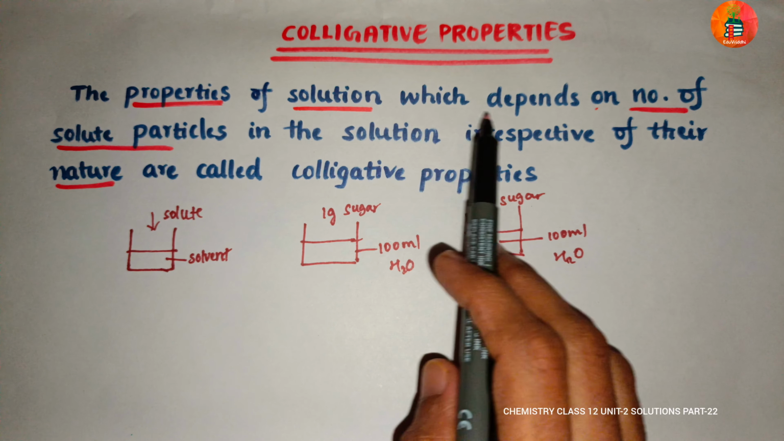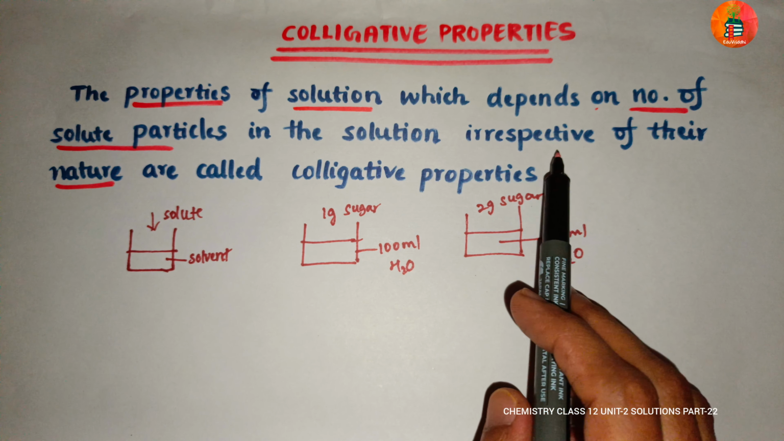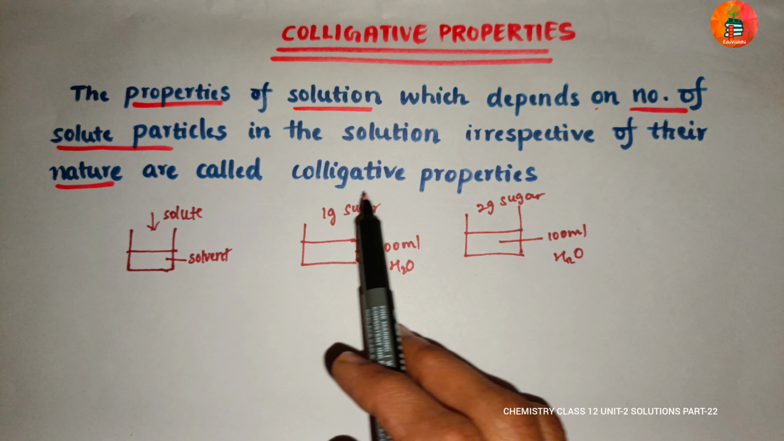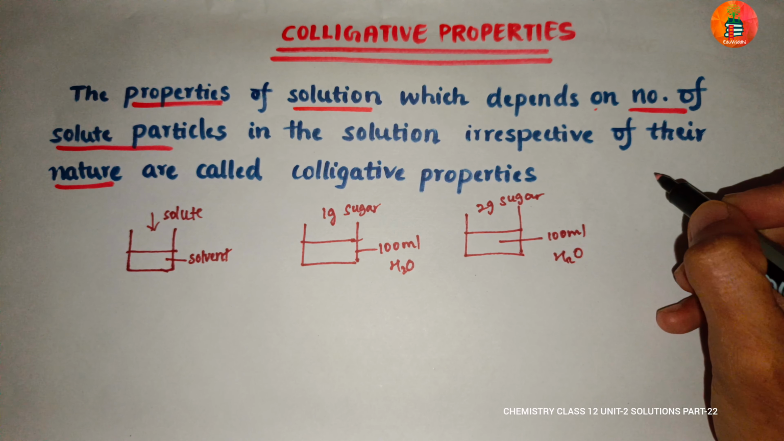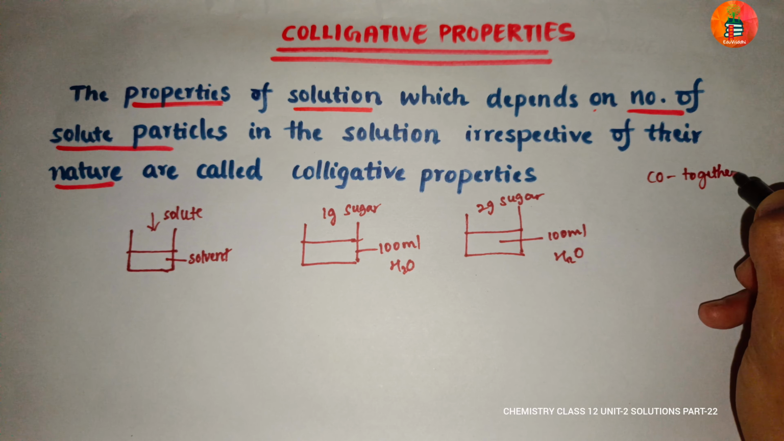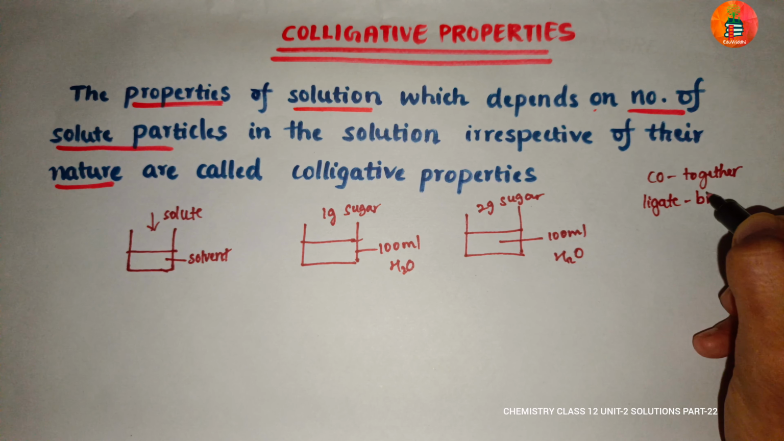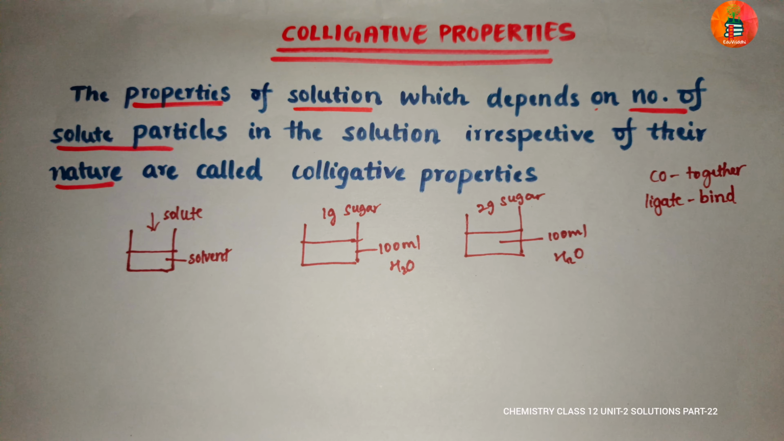The properties of a solution which depend on the number of solute particles in the solution, irrespective of their nature, are called colligative properties. And in Latin, co means together, ligate means to bind. So together binding property is called colligative property.